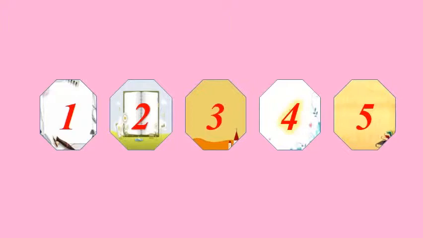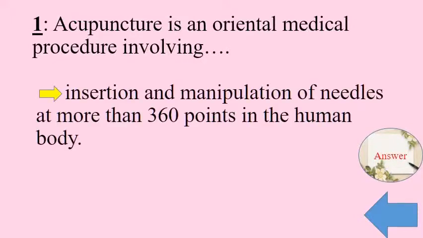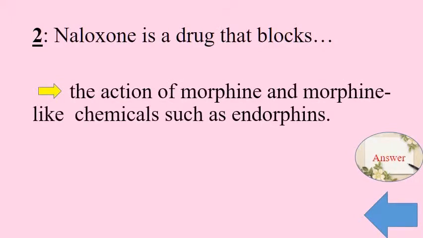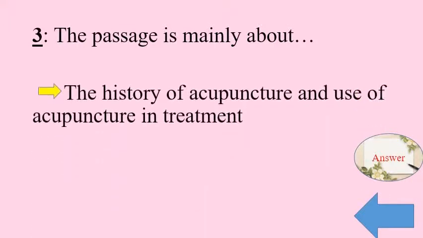Number 1. Acupuncture is an oriental medical procedure involving insertion and manipulation of needles at more than 360 points in the human body. Okay, next. Question 2. Naloxone is a drug that blocks the action of morphine and morphine-like chemicals such as endorphins. Question 3. The passage is mainly about the history of acupuncture and use of acupuncture in treatment.